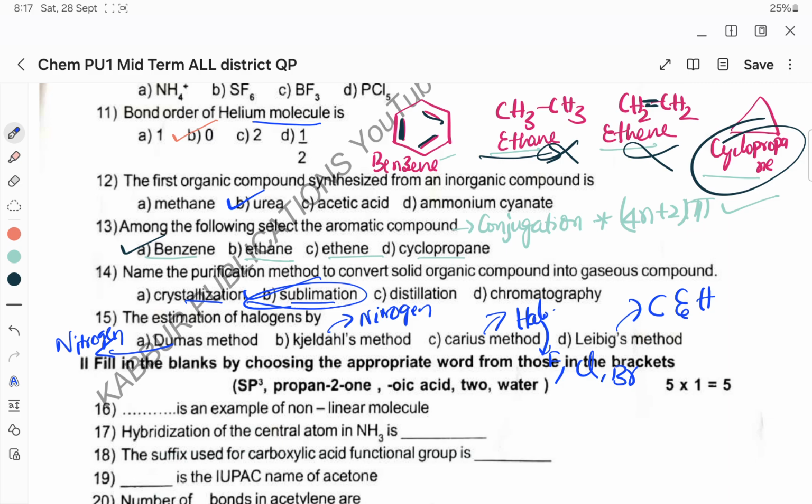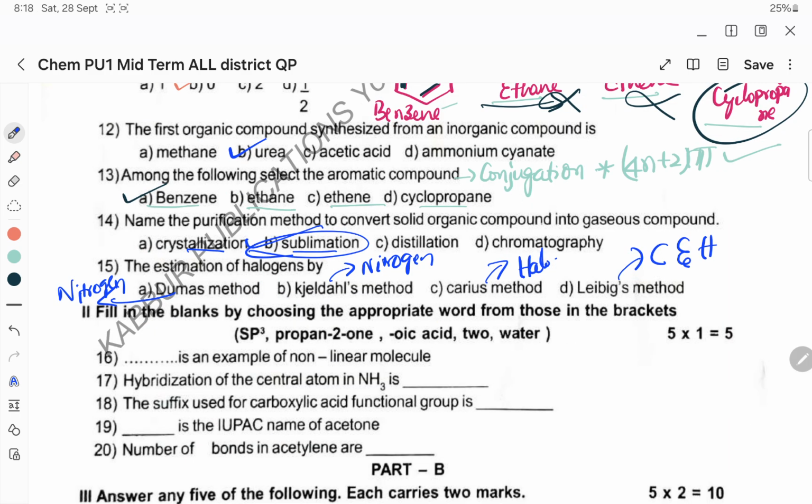Okay, next, move on to the fill in the blanks. First question is, dash is an example for non-linear molecule. Before going to the question, I will read the options first: sp3, propan-2-one, oic acid, water. Okay, see, dash is an example for non-linear molecule, so I will take water. Why water? See the water. What is the structure of water? This is the water. It has 2 lone pairs of electrons also.